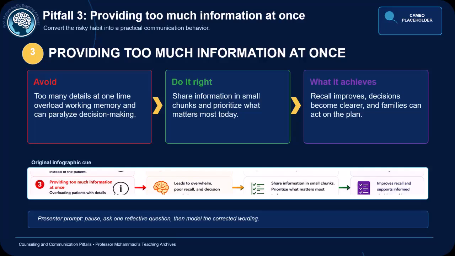For example, instead of giving every possible detail about diagnosis, treatment, prognosis, and follow-up all at once, we can say, "Let us focus first on what this means, then we will talk about what we need to do next." This approach improves recall, supports informed decision-making, and makes the care plan easier to follow.